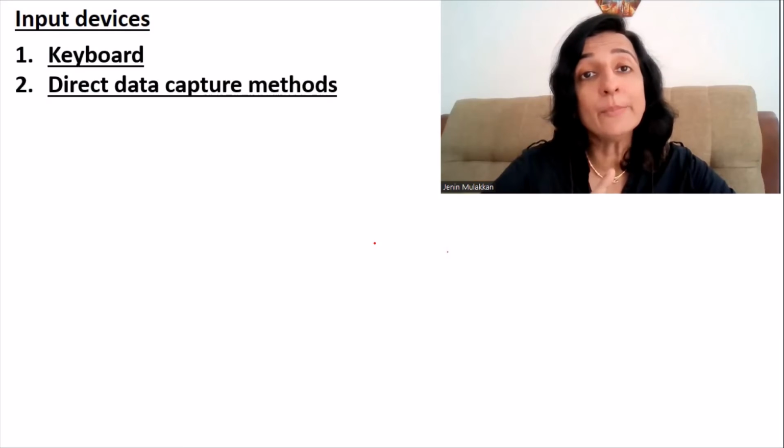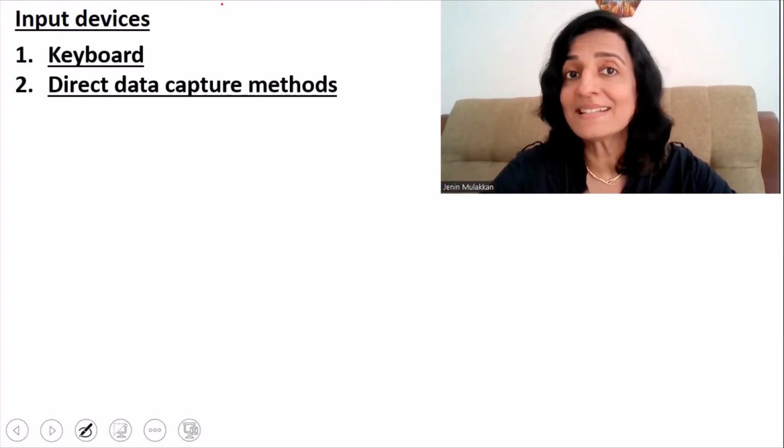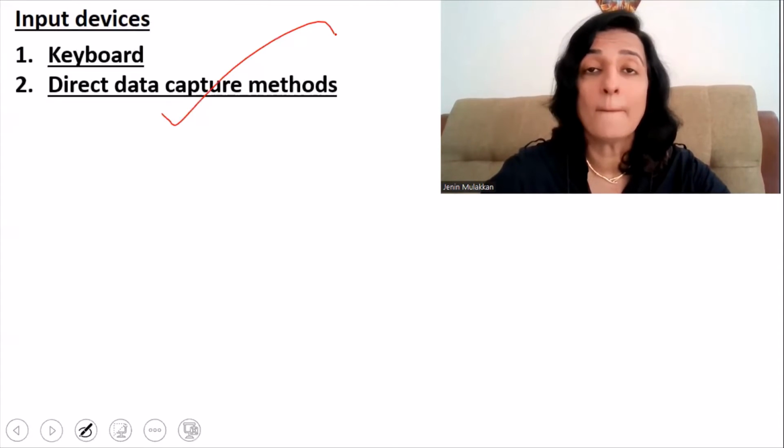So now we have seen the various networks through which the information flow takes place. But this information is generated from the data that is entered into the system. So let's look into the input devices that are used for entering the data into the system. Now, the input devices can be grouped into two. One is the keyboard, that is, the data is getting manually entered, or there is the direct data capture methods.